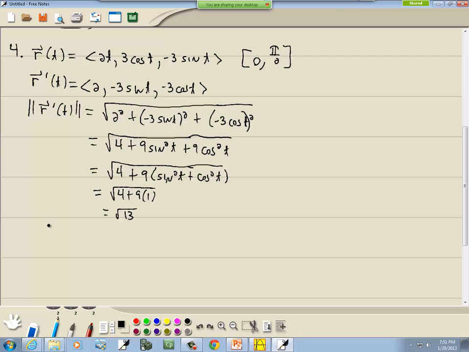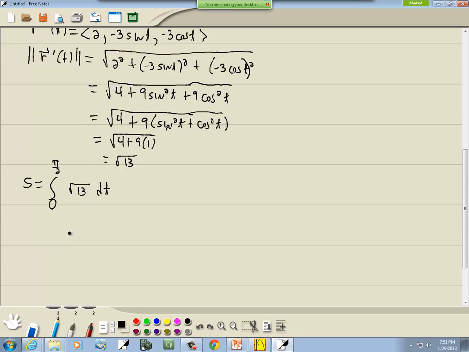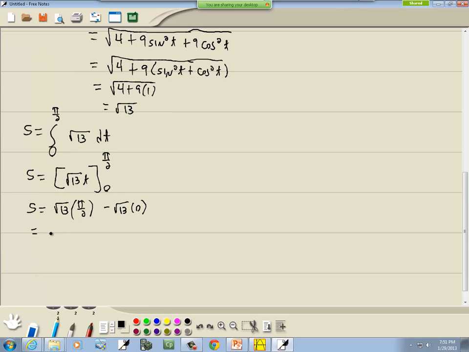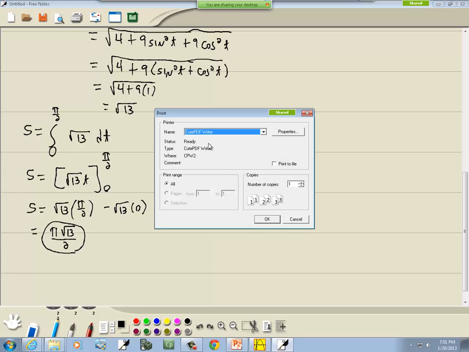Okay, so now we can find our arc length. Remember, our formula is we go from 0 to pi over 2, and then you put your magnitude of r prime here. So we put square root of 13 here, dt, and the integral of square root of 13 becomes square root of 13 t from 0 to pi over 2. Now if I plug these in, I get s is equal to square root of 13 times pi over 2 minus the square root of 13 times 0, which then just gives us pi square root of 13 over 2 for our arc length. And that's our answer. So let me save that.